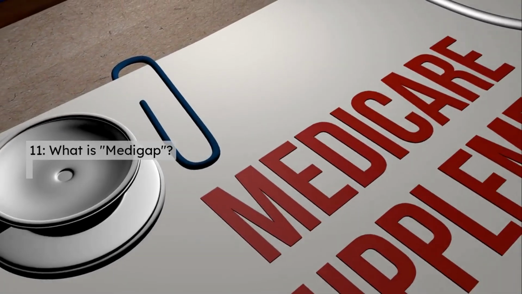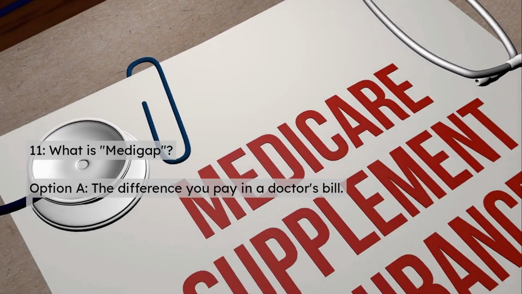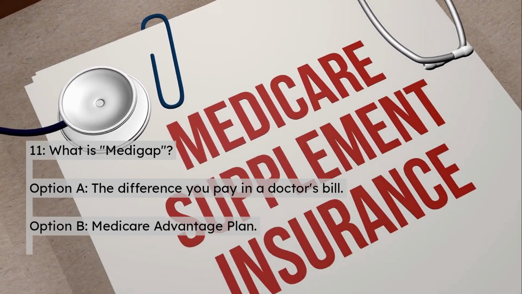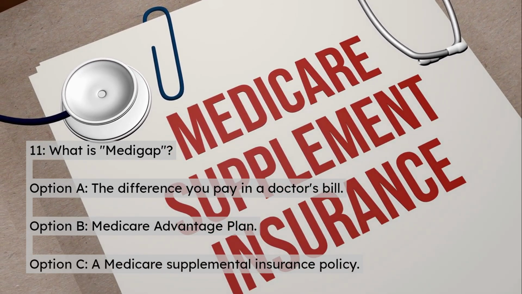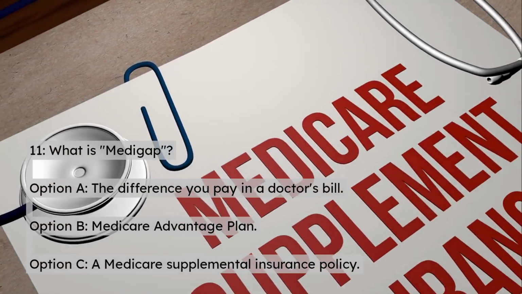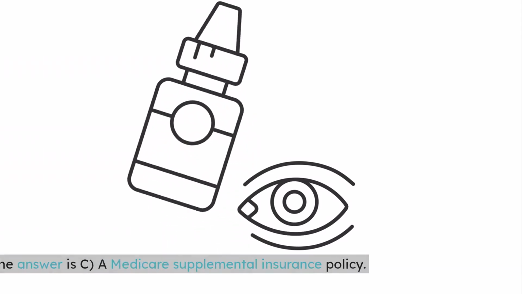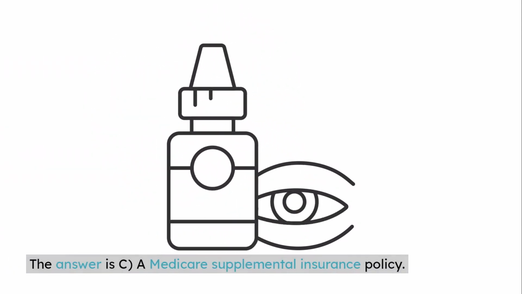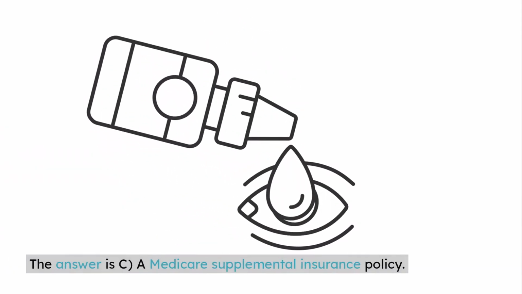11. What is Medigap? Option A, the difference you pay in a doctor's bill. Option B, Medicare Advantage plan. Option C, a Medicare supplemental insurance policy. The answer is C, a Medicare supplemental insurance policy.